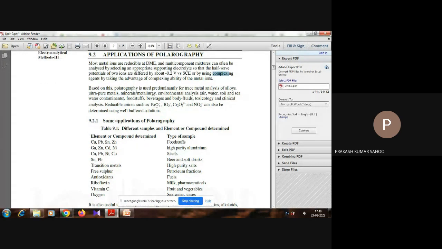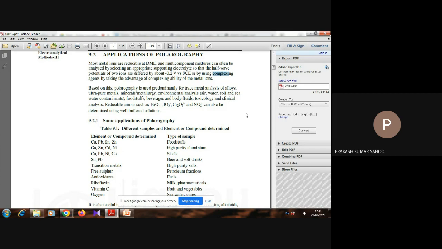Based on this, polarography is used predominantly for the trace metal analysis of alloys or ultra pure metals, mineral or mineral metallurgy, environmental analysis like air, water, soil, and sea contaminants, then also analysis of foodstuffs, beverages, and body fluids, toxicology and clinical analysis.